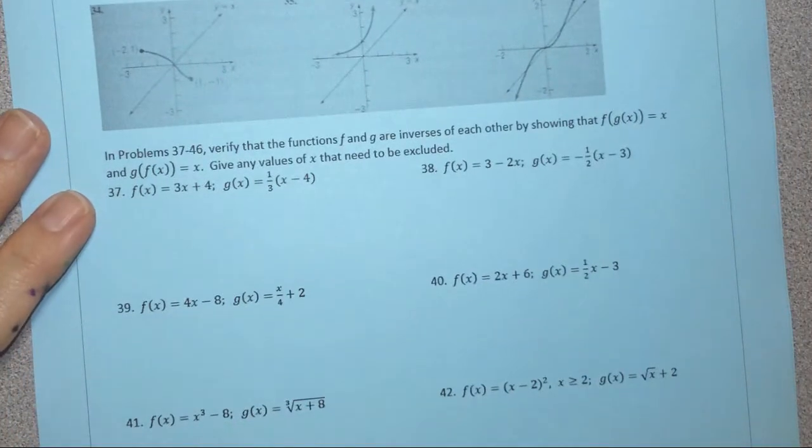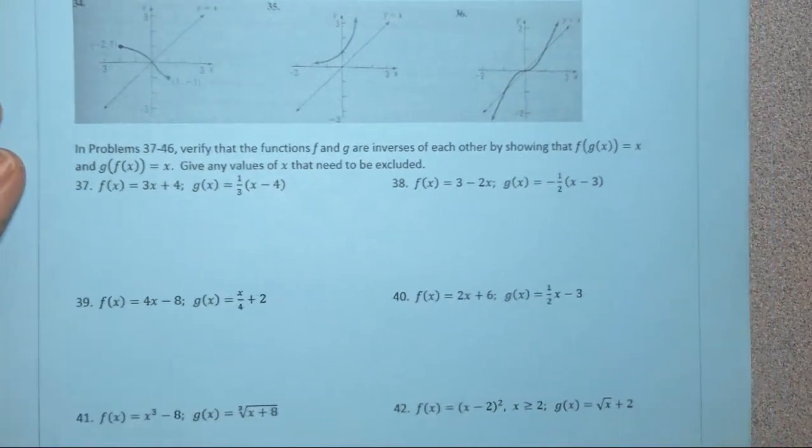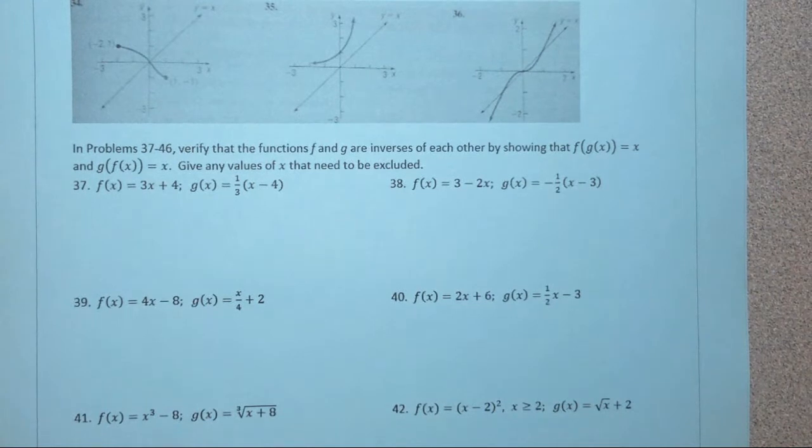On 37 through 46, they want me to verify the functions f and g are inverses by doing f of g of x and g of f of x. So for each one of these problems, we're going to do the composites.